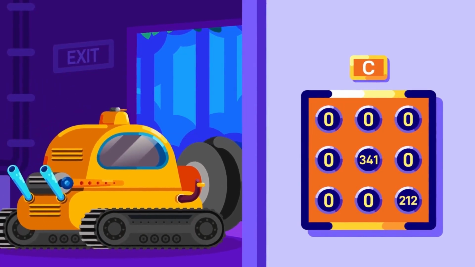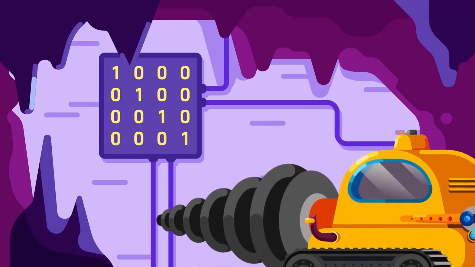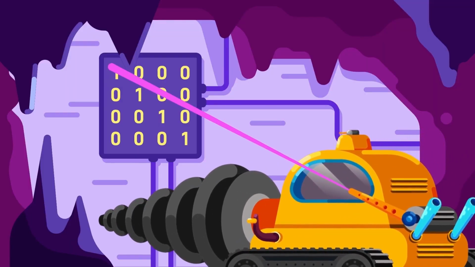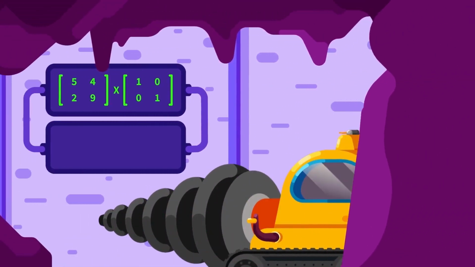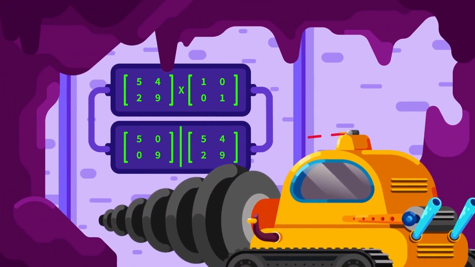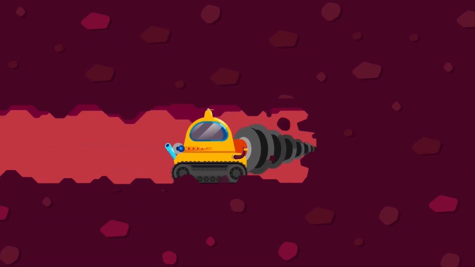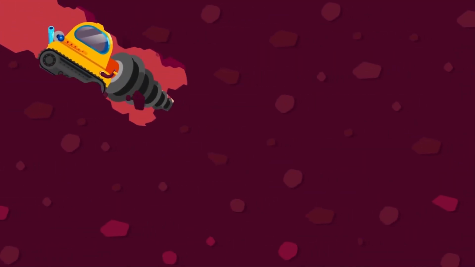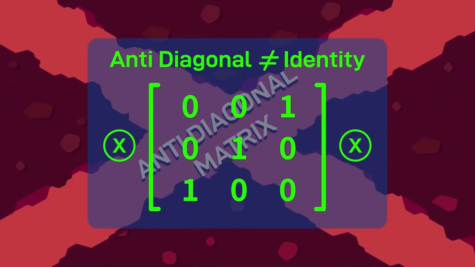Identity matrix. An identity matrix, denoted as I, is a diagonal matrix where the elements of its main diagonal are all 1 while the rest are 0. If we multiply any matrix by the identity matrix, the original matrix remains unchanged. Note here that a matrix is considered an identity matrix if it has elements of 1 only on the main diagonal. So, the similar matrix with values of 1 on the anti-diagonal is not an identity matrix.